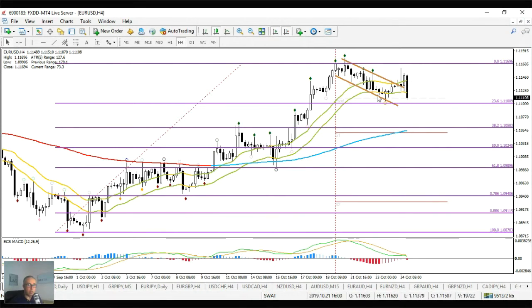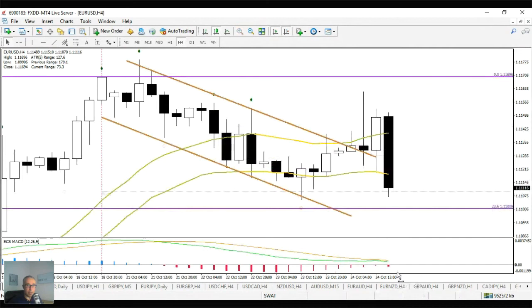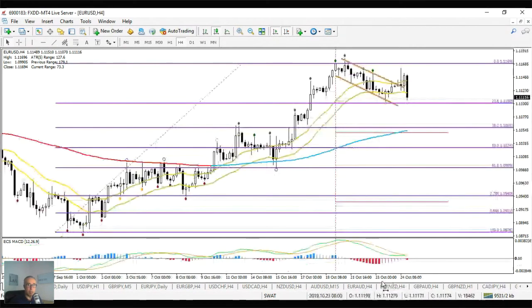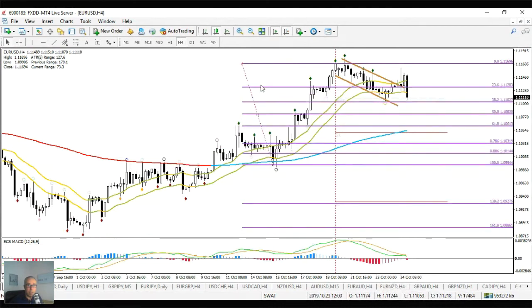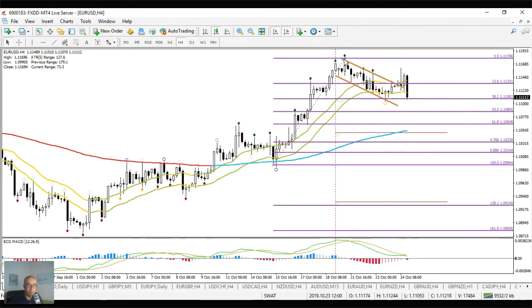There was a break of this flag, but the flag really never got any follow through yet, at least, and is retracing. Now, it's still above this support. I would put the fib actually from here to here for the moment. It hasn't broken through that, but with the current price action, it's pretty bearish.